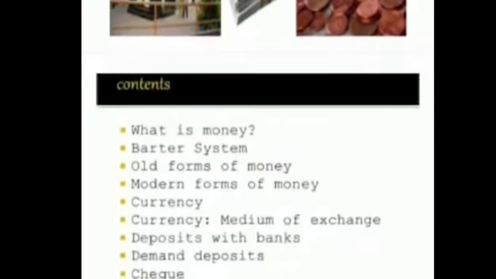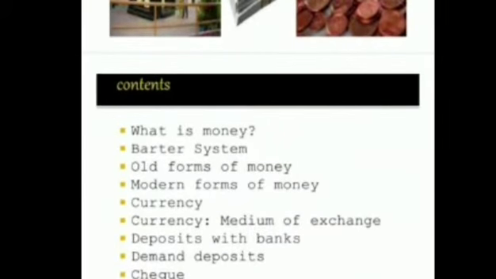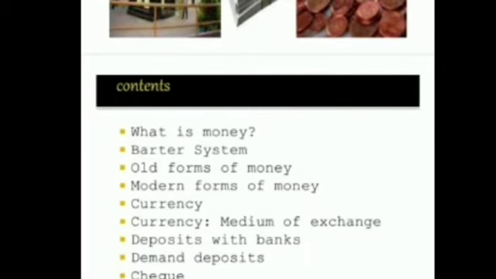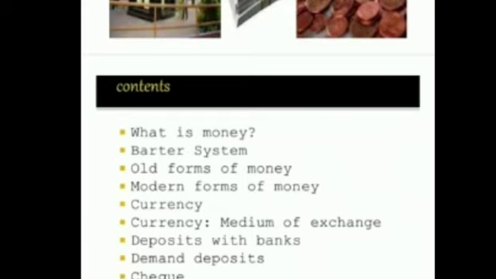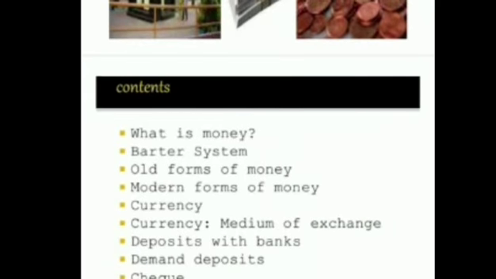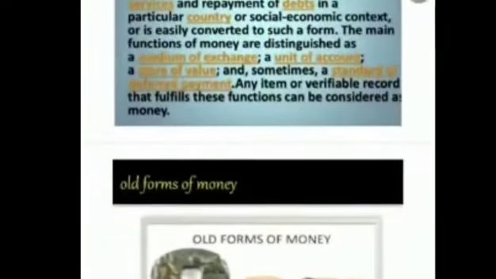In this video, we will know about what is money, barter system, old forms of money, modern forms of money, currency, medium of exchange, deposits with banks, demand deposit and checks. So let us see what is money.